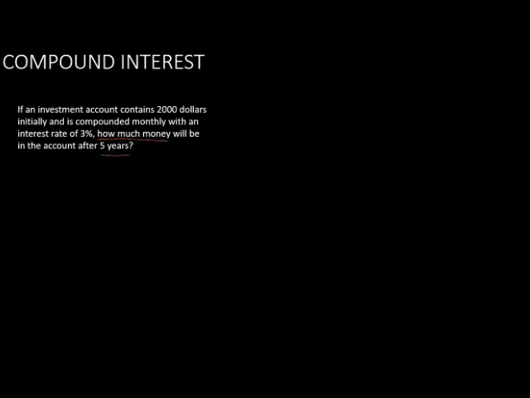Let's begin with the compound interest formula and introduce how to set it up. The compound interest formula says that y is equal to p multiplied by 1 plus r over n raised to the n times t. Before we do any math, we'll go over the meaning of each letter.